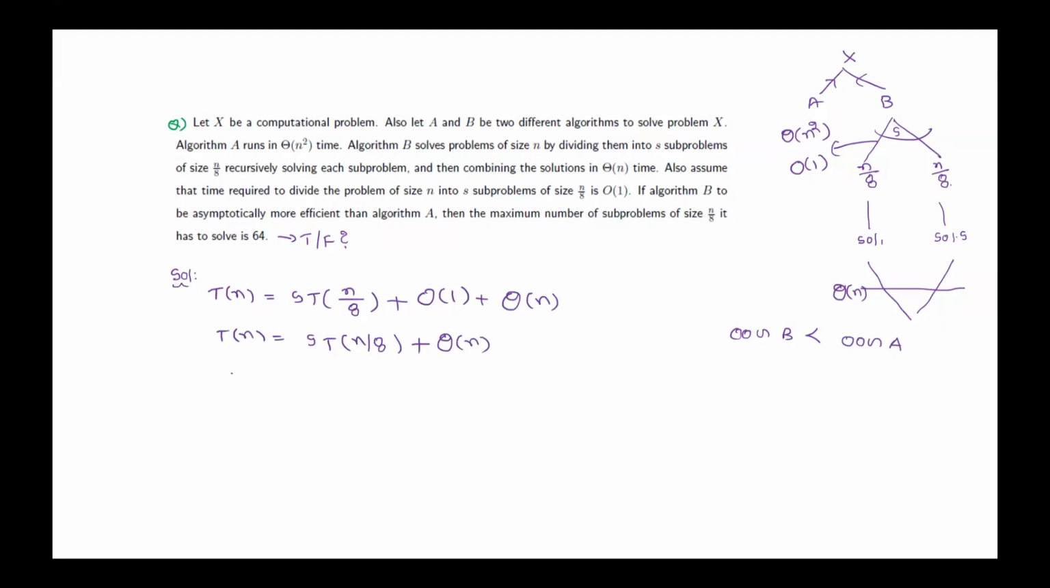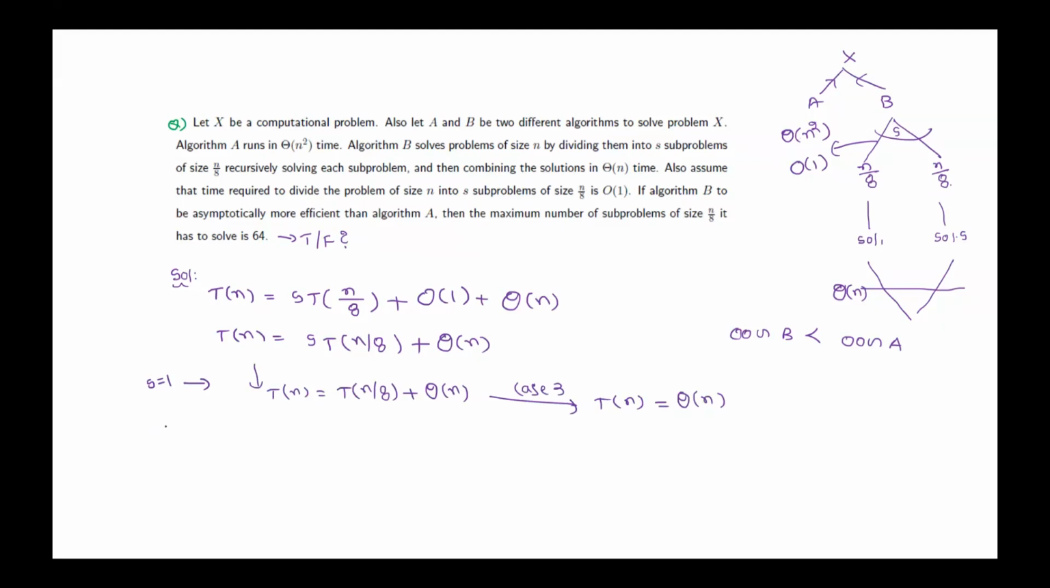Now, if S is 1, is it better than A? If S is n, is it better than A? If S is n, T of n is T of n by 8 plus theta of n. Which case of master theorem? Case 3. T of n is theta of n. That means very much better than theta of n square time algorithm.